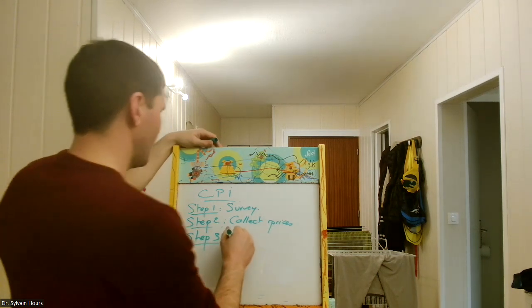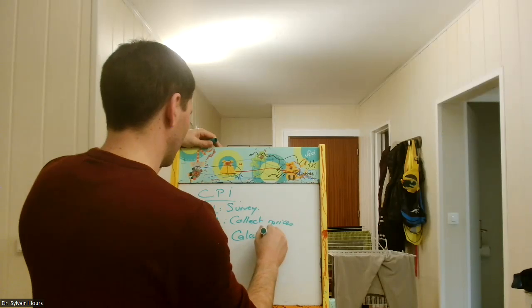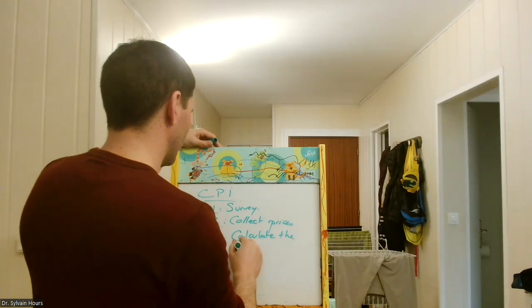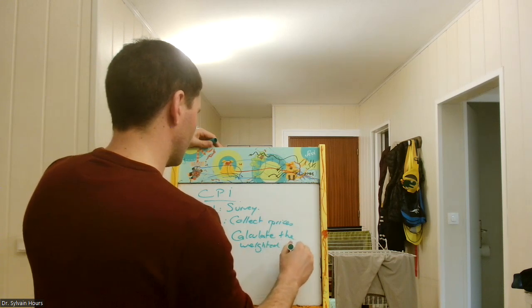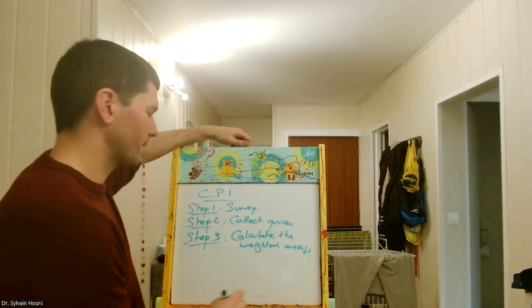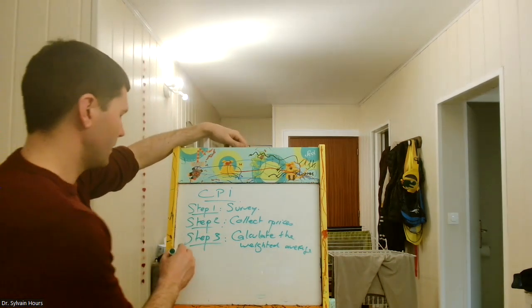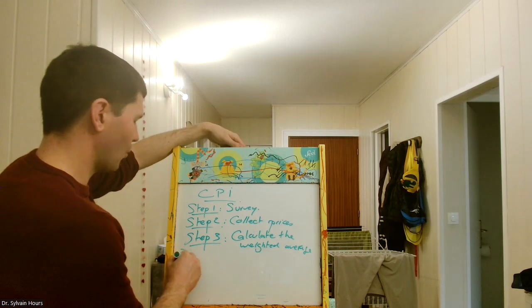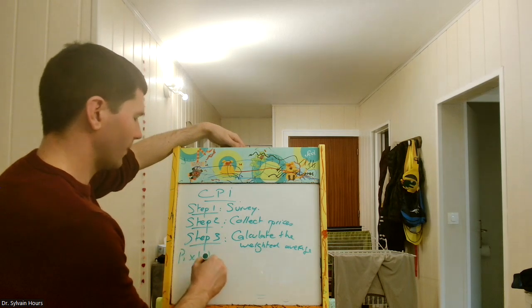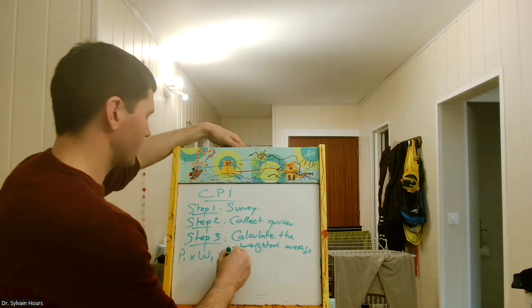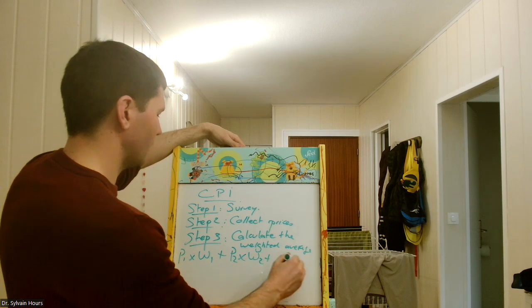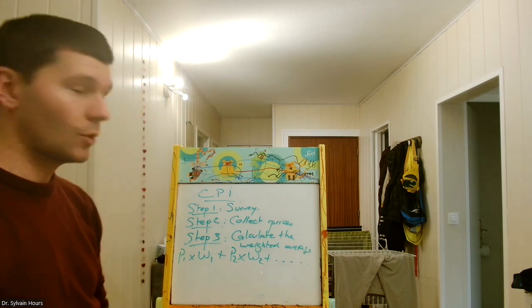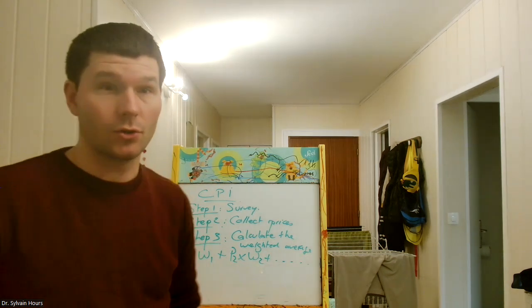Step three, we calculate the weighted average. The weighted average would be, for example, the price of item 1 times the weight of item 1, plus the price of item 2 times the weight of item 2, and so on until the end. That's the definition of a weighted average.